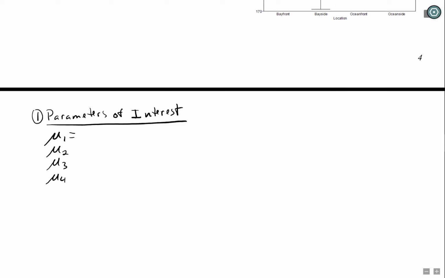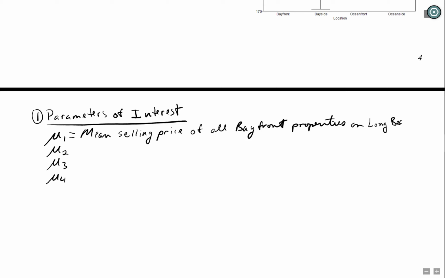Mu1 would be the mean selling price of all bayfront properties on Long Beach. Okay, I want you to again let it be clear that it's the mean of all, the mean selling price of all bayfront properties on Long Beach.